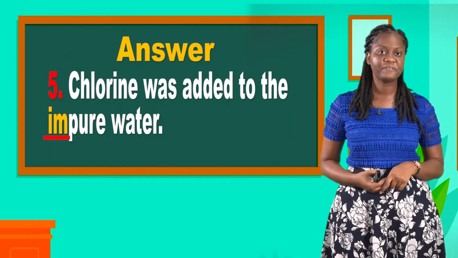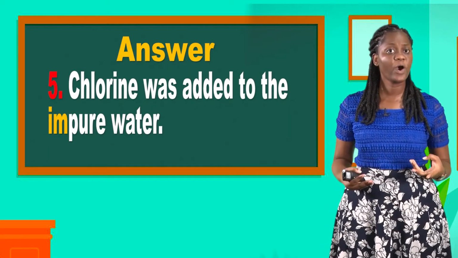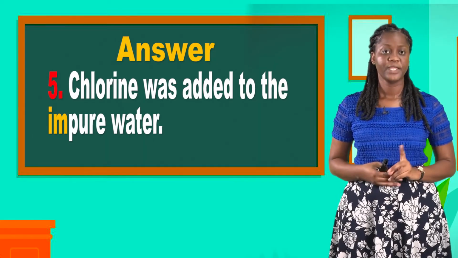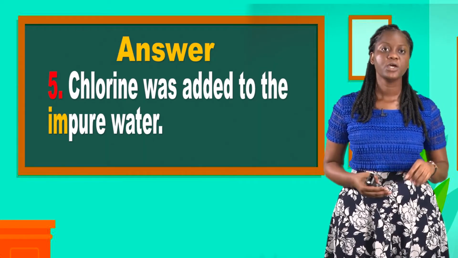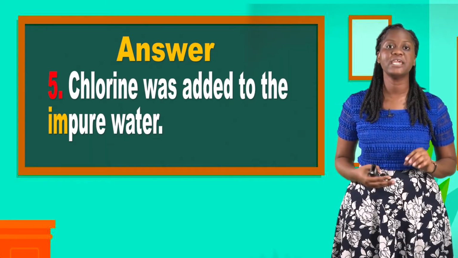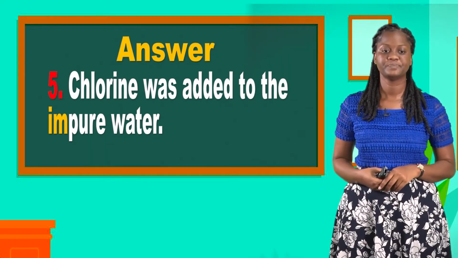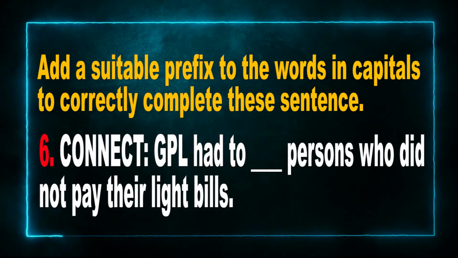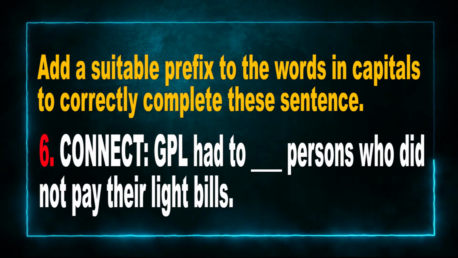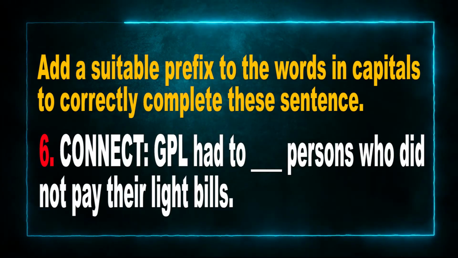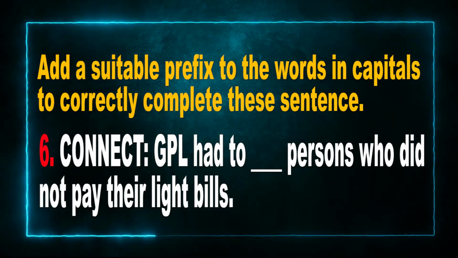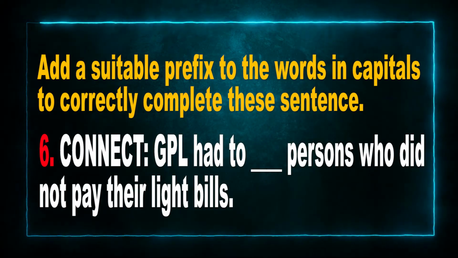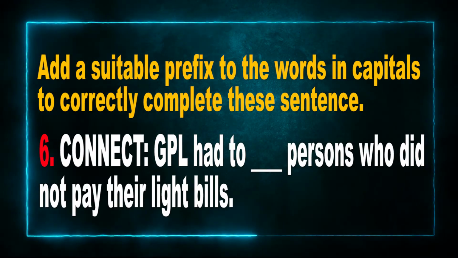If you use the prefix im to form the new word impure, then you are correct. And so the sentence would read, chlorine was added to the impure water. Next, GPL had to something persons who did not pay their light bills. The word in capitals is connect. What is the most suitable prefix to attach to this root word?